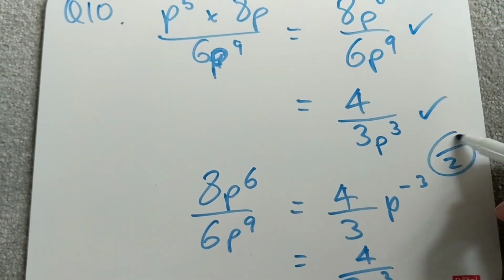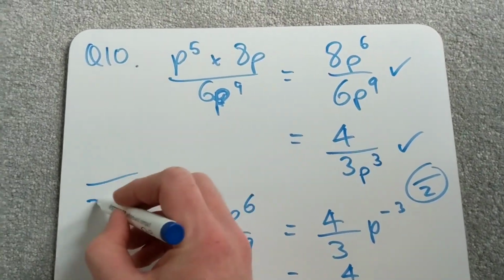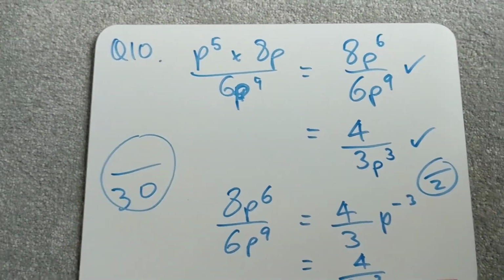2 out of 2. So altogether, folks, the homework was out of 30 marks. You give yourself a mark out of 30, please.